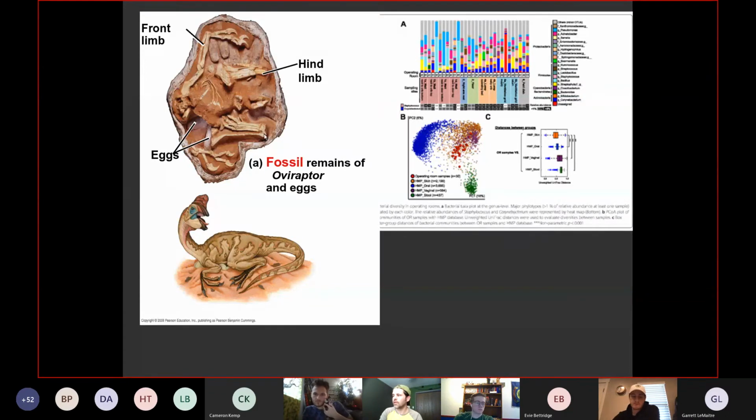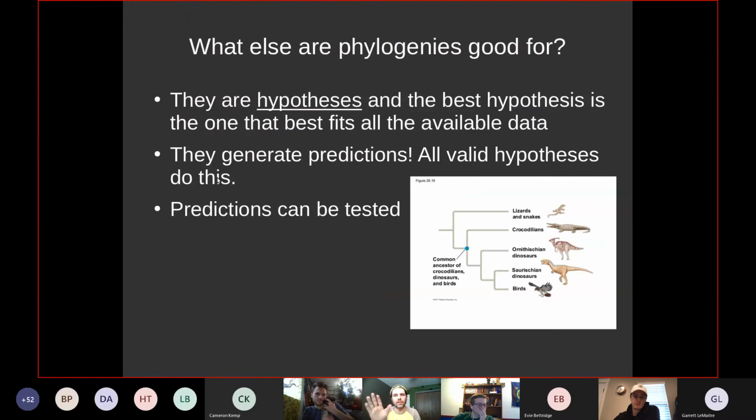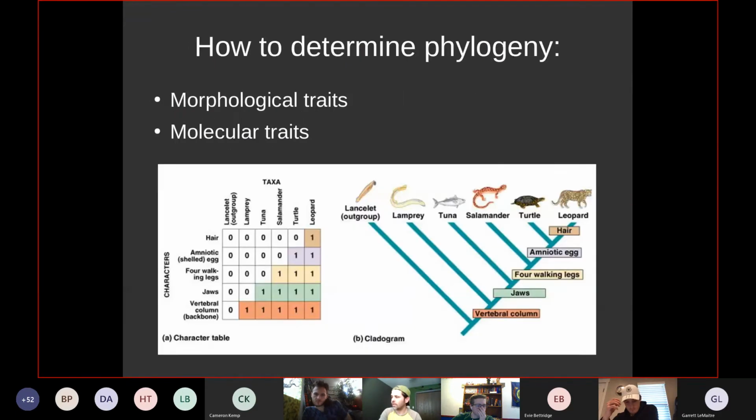Okay, well, these dinosaurs do have a lot in common with birds. Their bone structure is the same. We found that they laid eggs and nested on them like modern birds do. Okay. So we tested that prediction, couldn't disprove the hypothesis. All right, so keep that in mind. These are hypotheses, they generate predictions. This is a hypothesis, it generates some predictions.